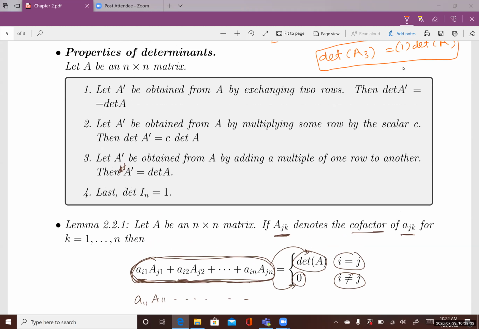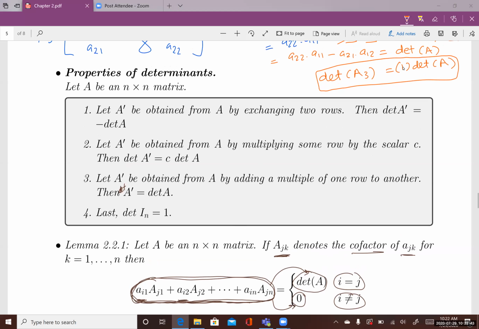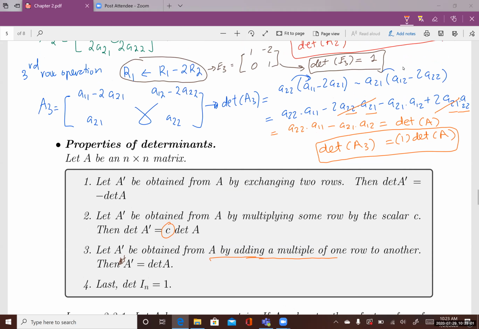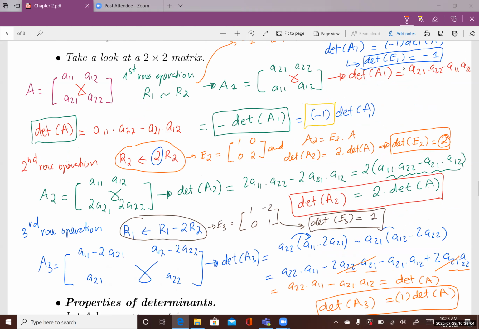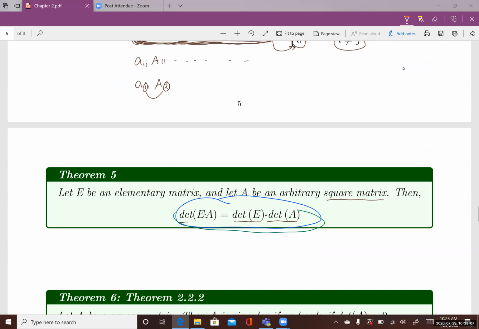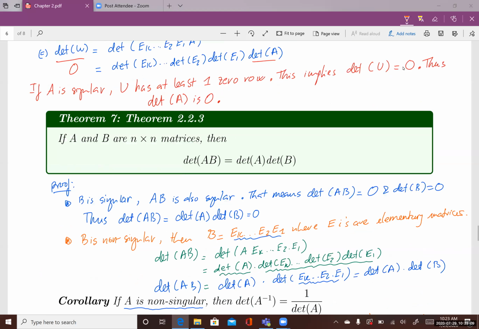And then if you apply row operations to a square matrix, the resulting matrix follows these rules. First operation, interchanging rows, you get the opposite determinant. Second operation, you just get the same constant multiplied by the previous determinant. If you apply the third row operation, which is nice because you preserve the same determinant. So these are some properties of the determinant.